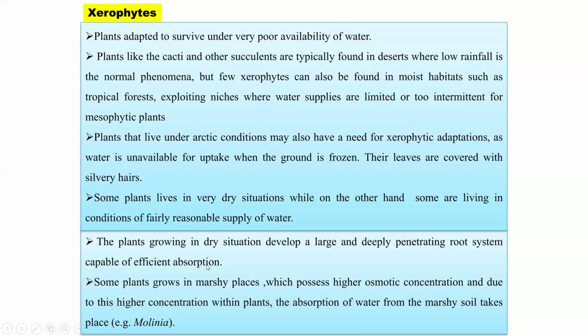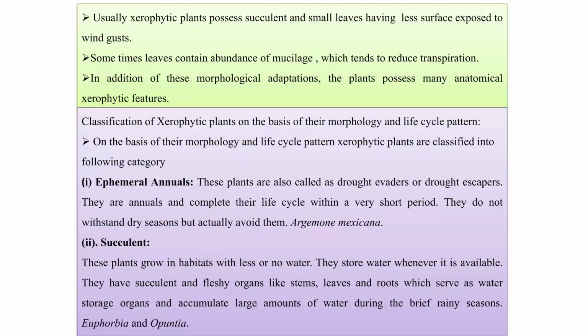The plants growing in dry situations develop a large and deeply penetrating root system, which is capable of efficient absorption. Some plants which grow in marshy places possess high osmotic concentration, and due to this high concentration within the plant, absorption of water from the marshy soils takes place. Example here, Molinia.